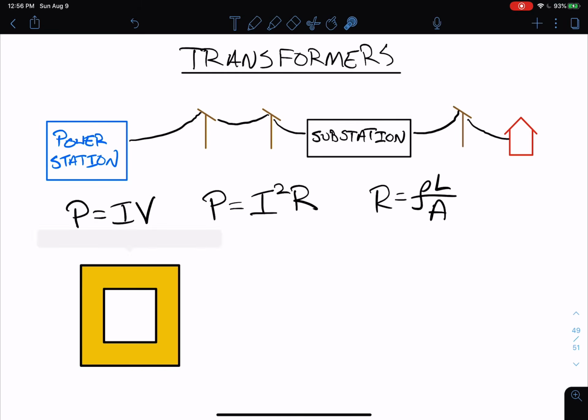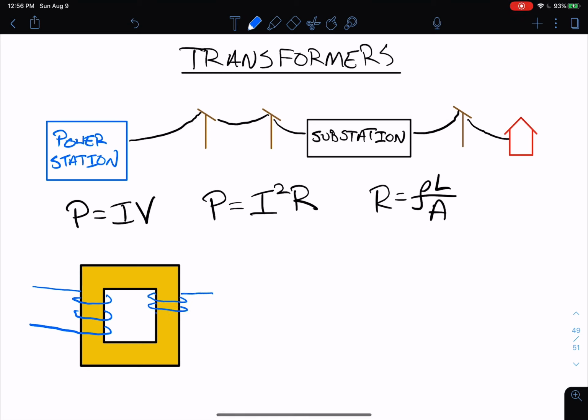So this is your basic transformer. It's usually just a block of iron, although engineers have done some very ingenious things with transformers to improve their performance. But for our purposes, we're going with a basic transformer. It's just a block of iron. And what you do is you bring a wire in and you wind it around one side of the transformer like so. And then you do the same thing on the other side.